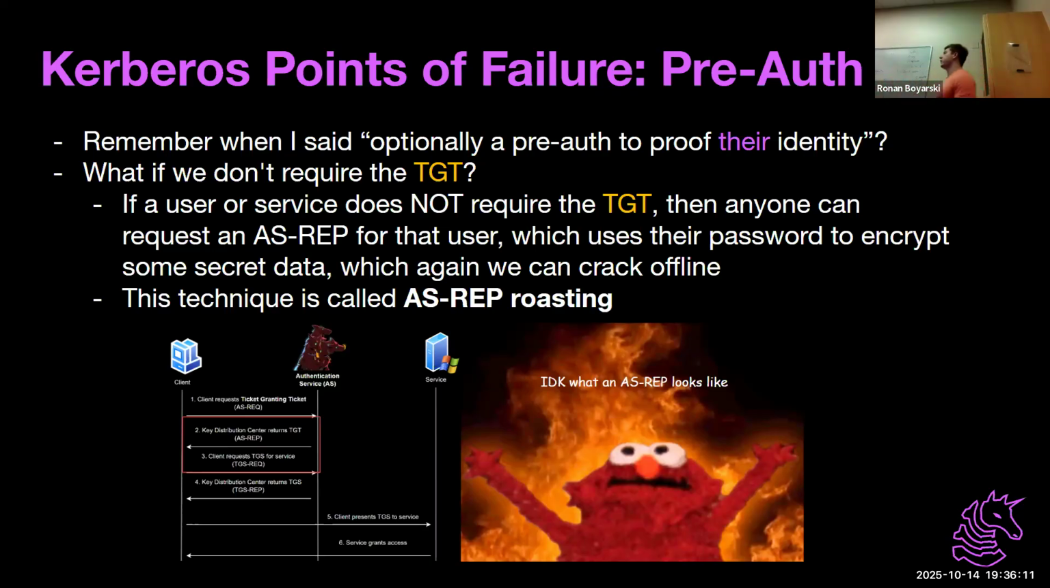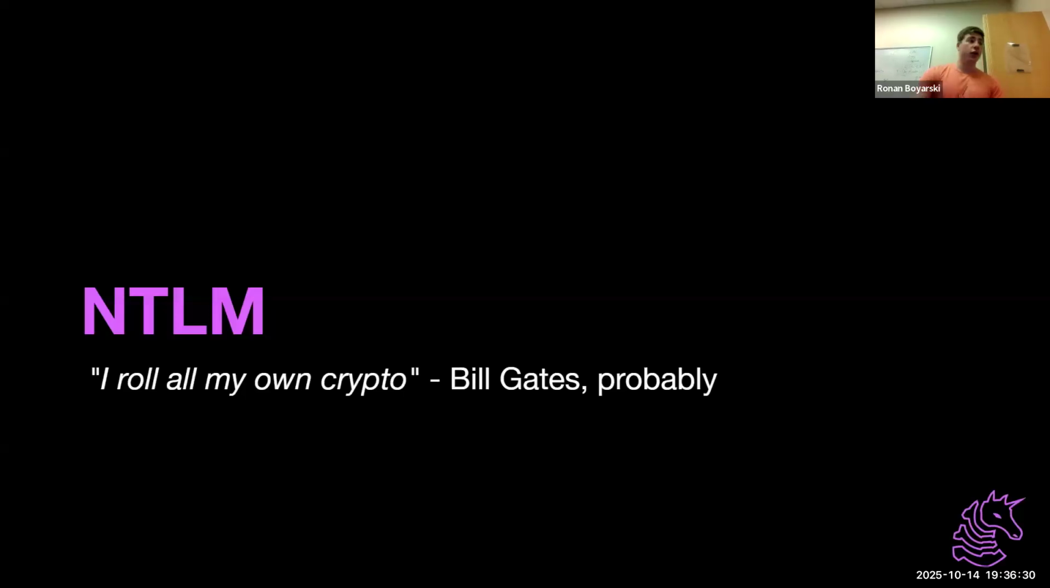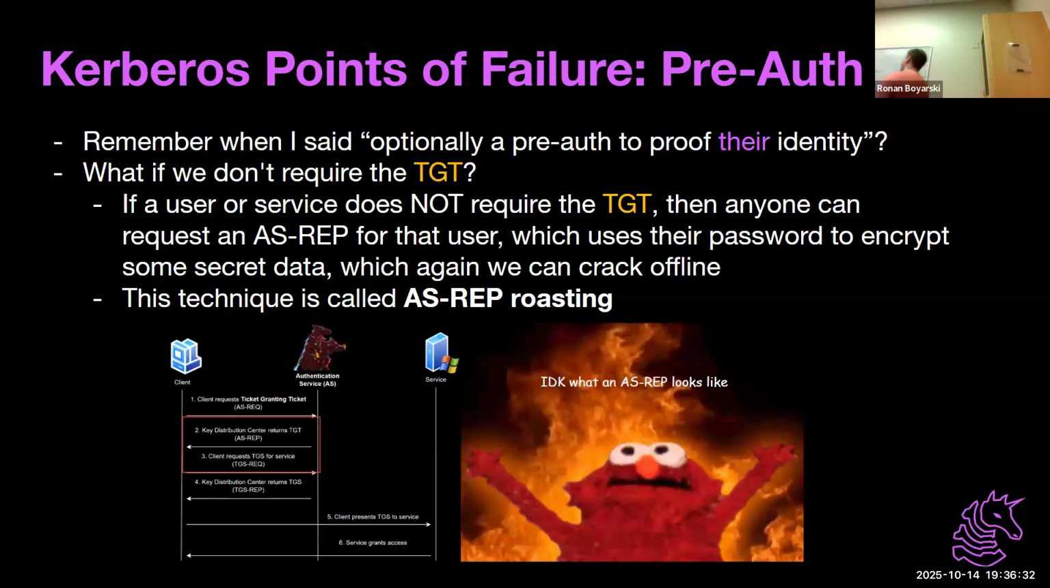And practically, this is a very simple attack to pull off because you can just do one LDAP query and see who has this set. And then for each of them, just request the ASREP. So this is very similar to the Kerberoasting vulnerability. But this one is not going to happen by default. It requires a misconfiguration. Okay, so that is it for the Kerberos protocol, which I know is a lot.